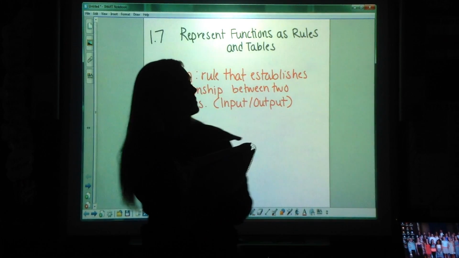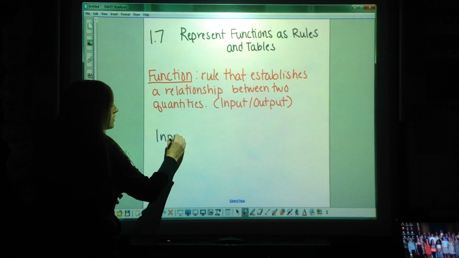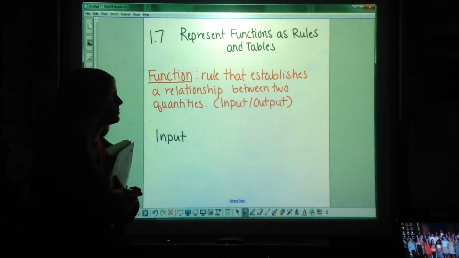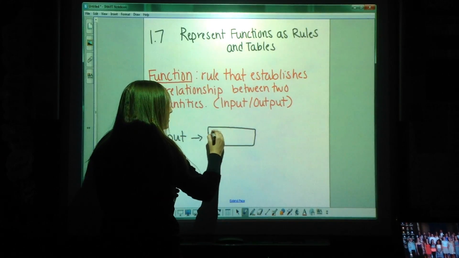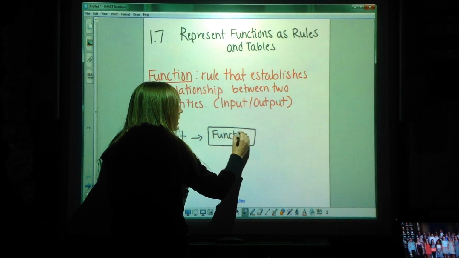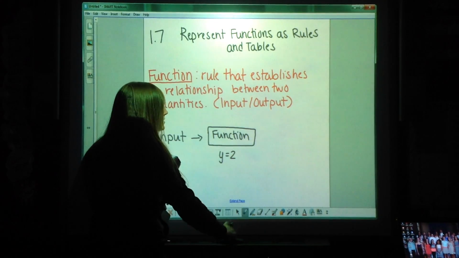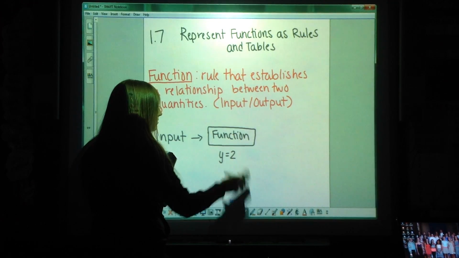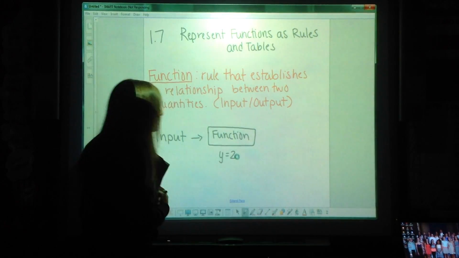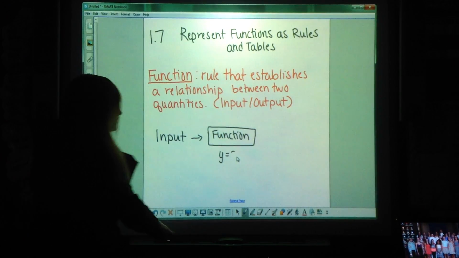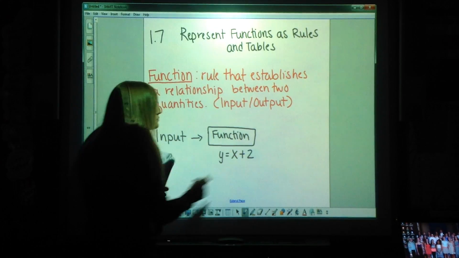Alright, so what does this look like? You're going to have an input, and that's going to be a number. That's going to be your x. You're going to input that into a function, and that's going to be an equation, such as, oh, I don't know, y equals x plus 2. I'm not sure why it's not erased. There we go. Y equals x plus 2.